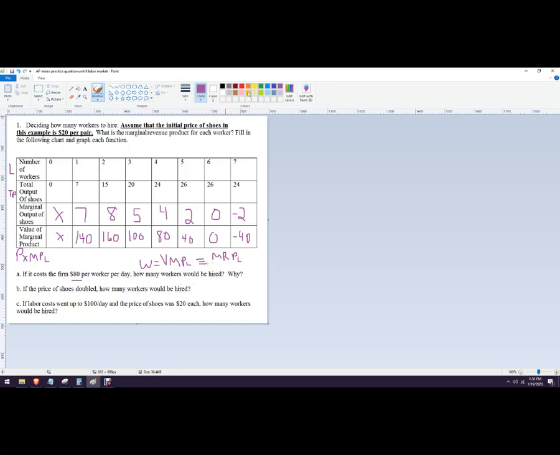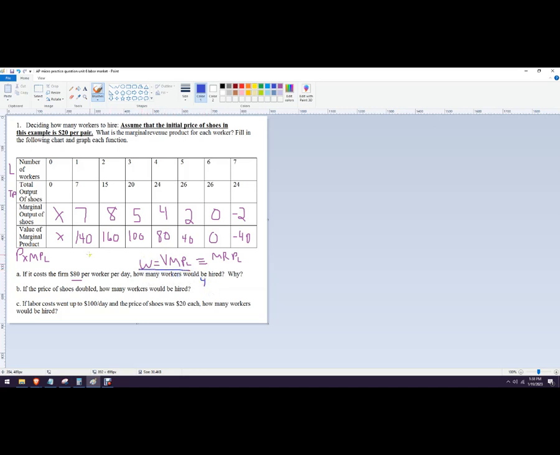So, you've got a couple options. You could just skip right to the chase. What's the last worker where the value is higher than the wage? Or actually, they're equal. They're equal right at 4. So it's 4, and it's because that works.